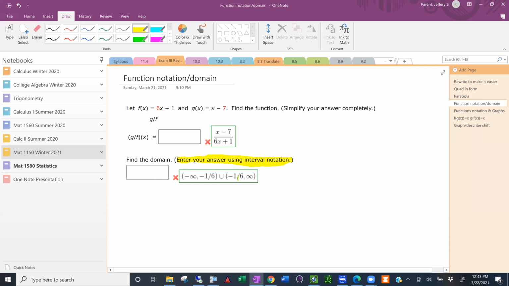Now, I did a different problem than what the book had here or what WebAssign had here, but it's still the same kind of thing. You have to figure out where this could equal 0. This equals 0 and x equals -1/6. So this is basically everything except -1/6. Okay, cool. Thank you.